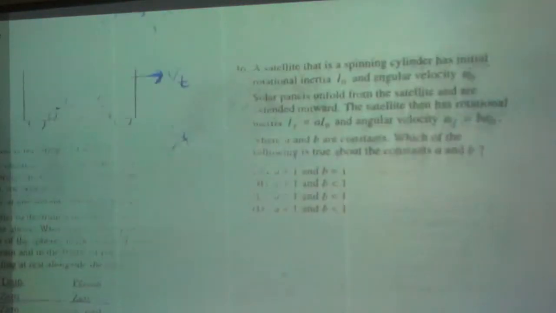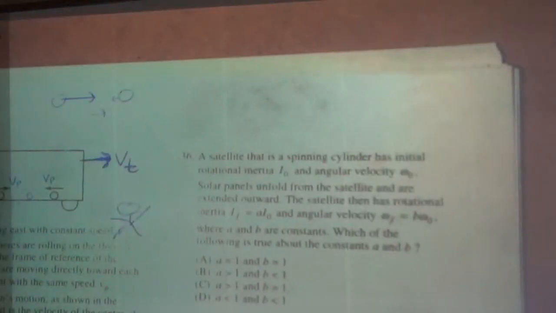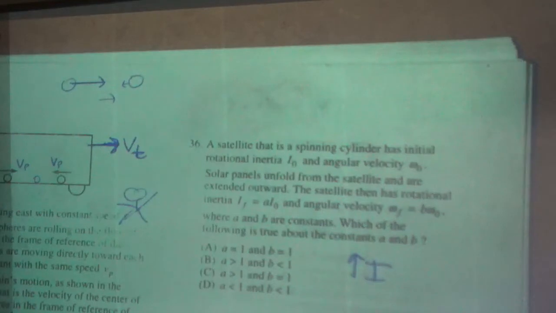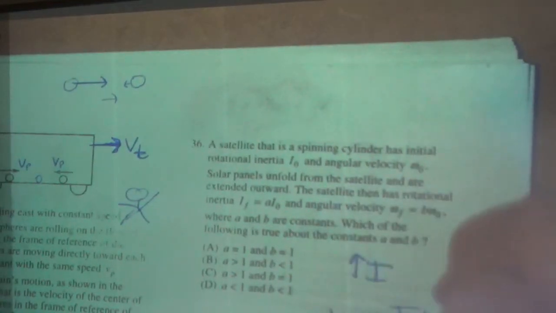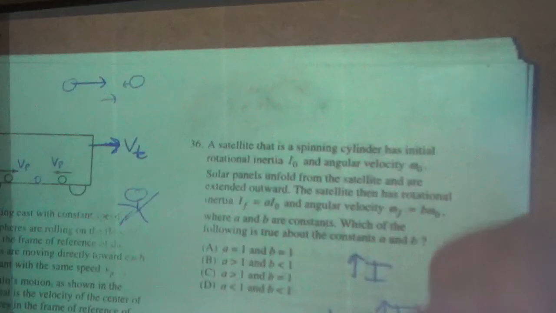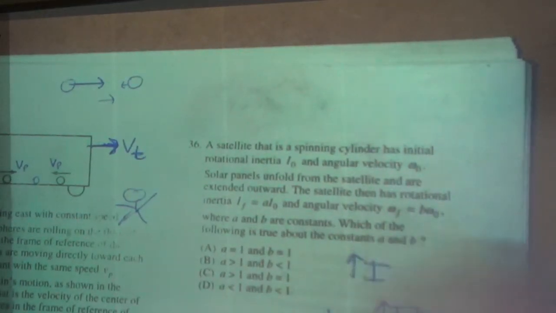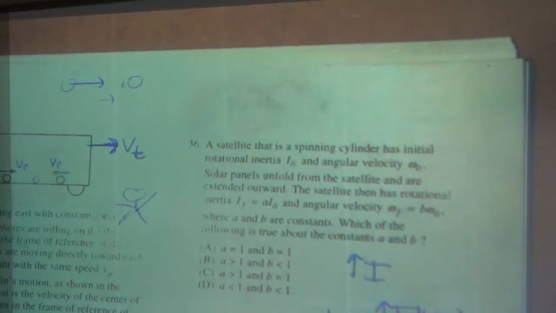A satellite is spinning, that is a spinning cylinder, has an initial rotational inertia I naught and an angular velocity, not V naught, omega naught. Solar panels unfold from the satellite and are extended outward. So I'm keeping the exact same mass, but I'm now distributing it out more. So that means you're going to increase the rotational inertia because your mass is distributed farther from the center of rotation now. And then if L equals I omega, if I increases, that means omega decreases because L is still conserved. So the momentum has to stay the same because there's no external torque.